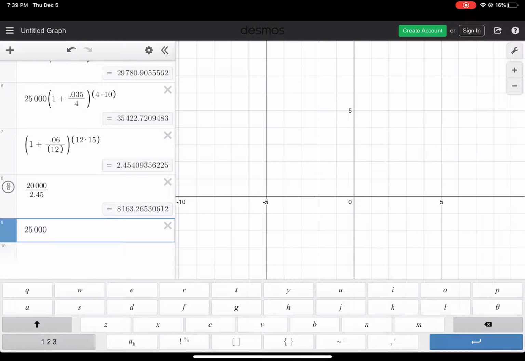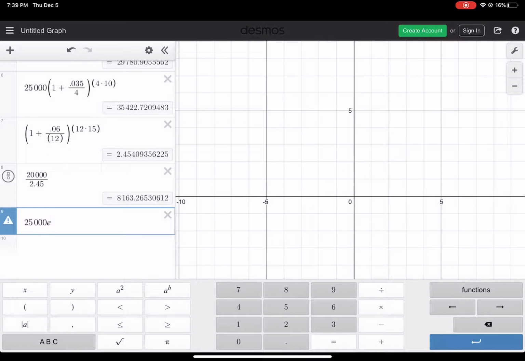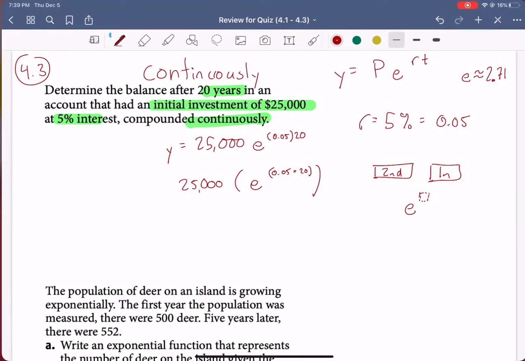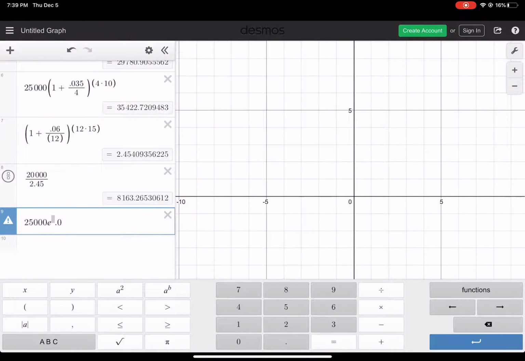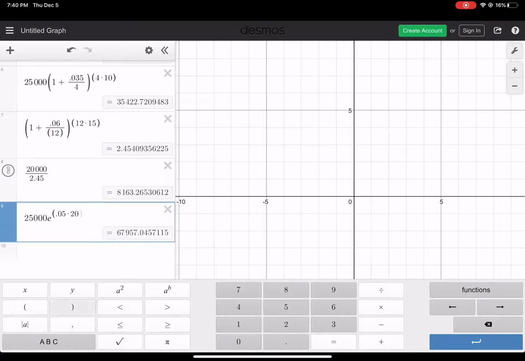Let's see if I just click E. There we go. Okay. So here we did E, but we need to raise it to the power of, and we had 5% times 20 years. So we get $67,957.05.